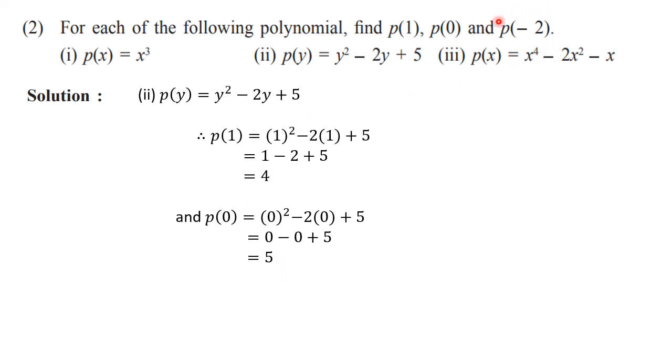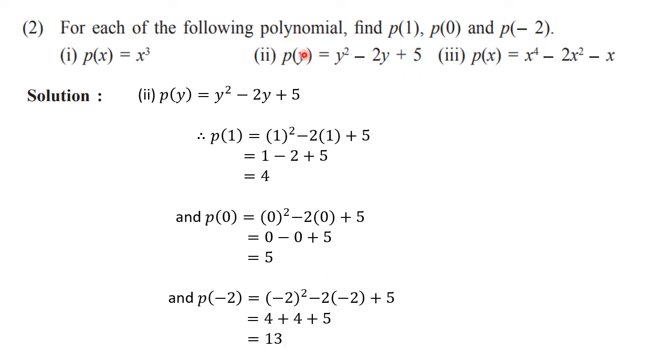And now we have to find out P of minus 2 also for this. So now we will replace y by minus 2 as we have done here. Okay, so P of minus 2 is minus 2 the whole square, minus 2 into minus 2. See, in place of y we are writing minus 2, and plus 5 as it is. So here minus 2 square is plus 4, and minus 2 into minus 2 is again plus 4. So we will get 4 plus 4 plus 5, that is 13.